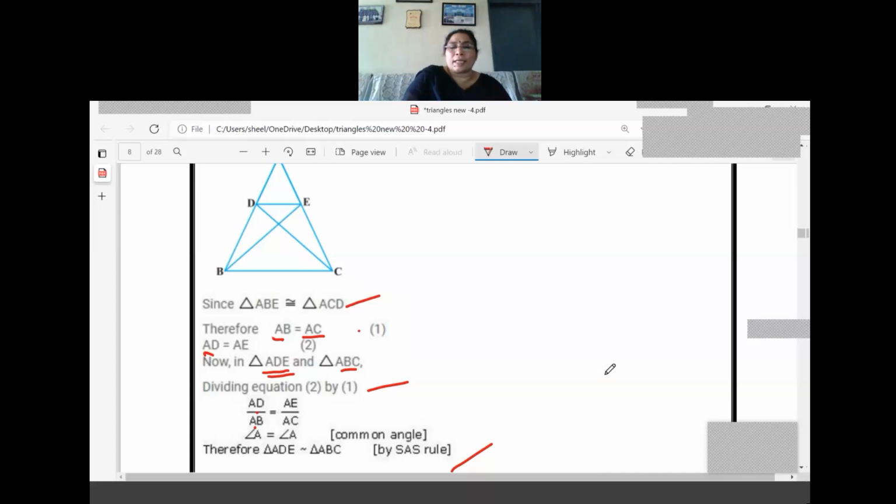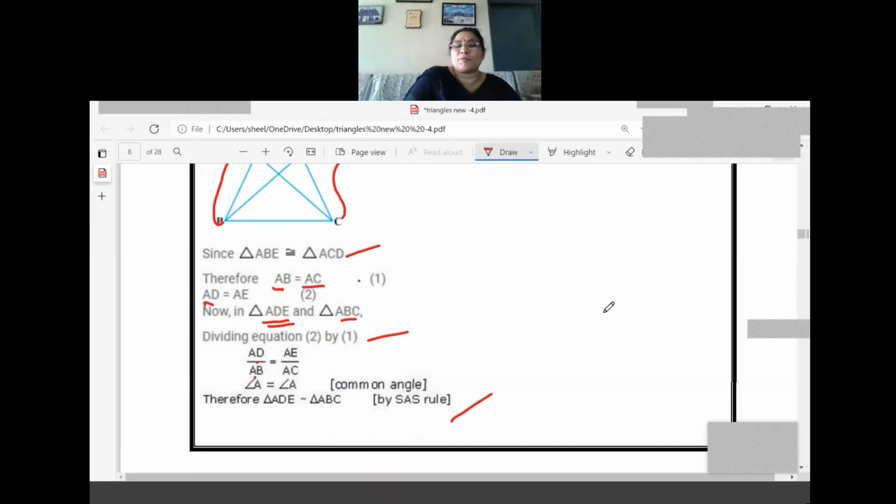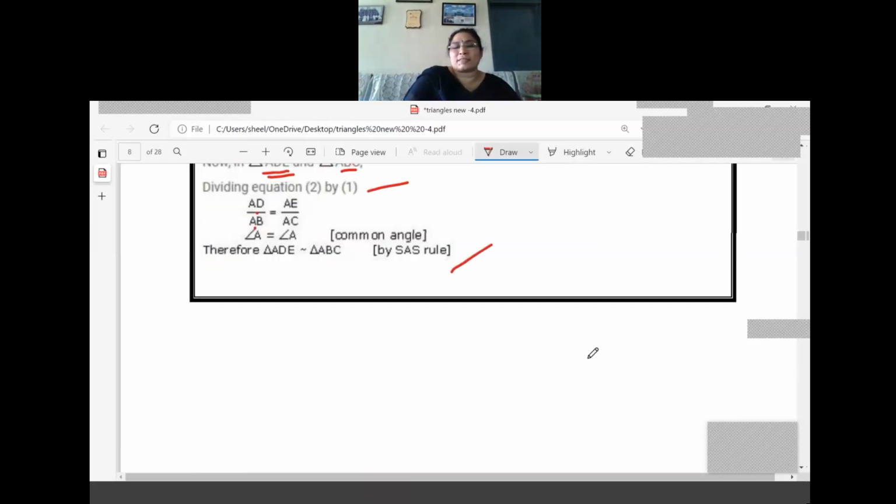So we have taken that AD from ADE, and AB from ABC. Similarly, AE from ADE, then AC from the longest side. If you see the diagram, AD we have taken, then the longest side will be AB. AE we are taking, then the longest side is AC in triangle ABC. So the same ratio we required, so we have used it in the same way, and we have proved that they are similar by SAS.